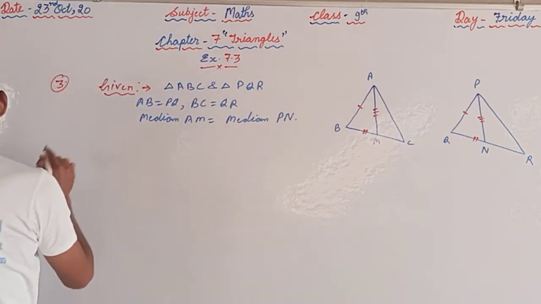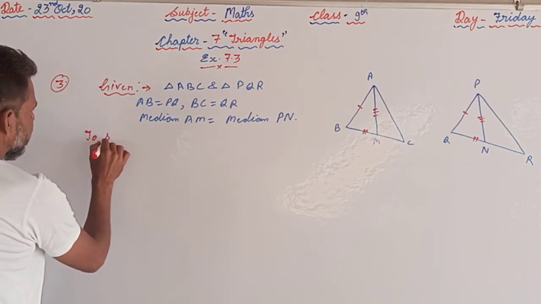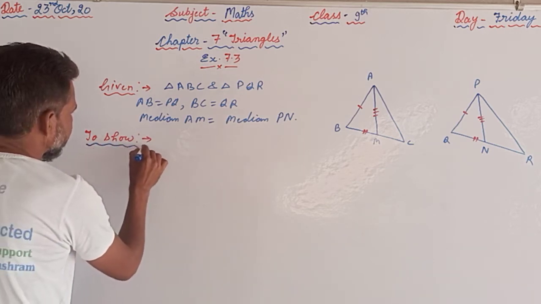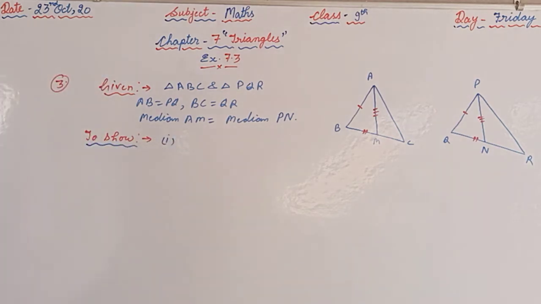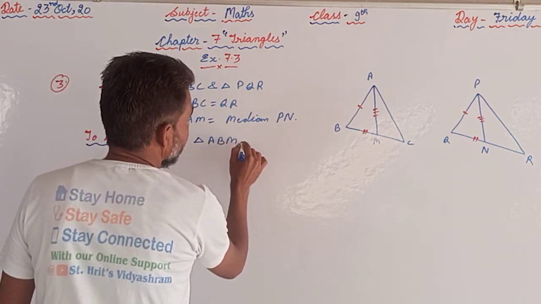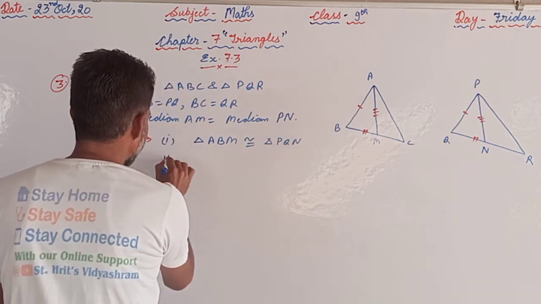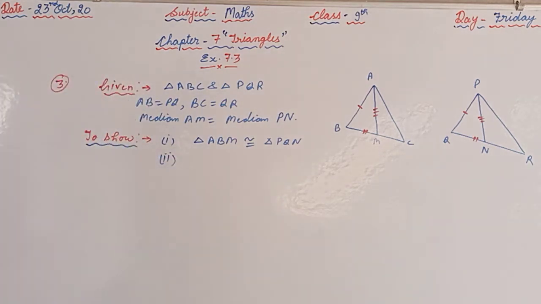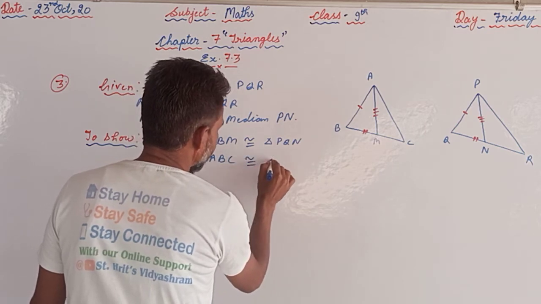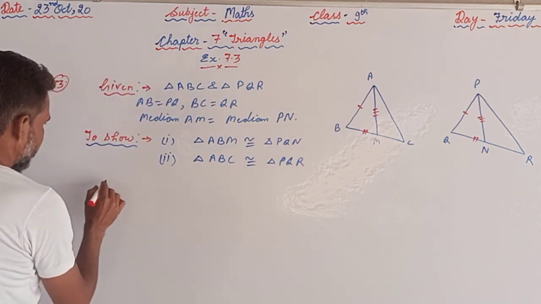Now, what we have to show? Again we have to show two things here. First one is triangle ABM is congruent to triangle PQN, and second one, triangle ABC is congruent to triangle PQR.